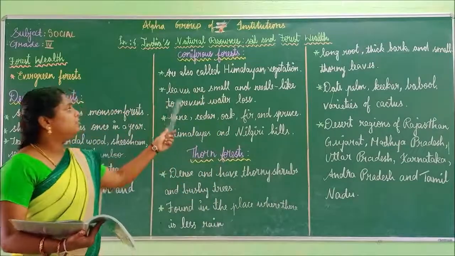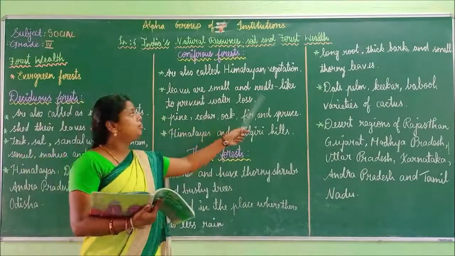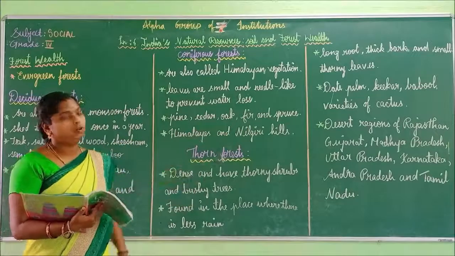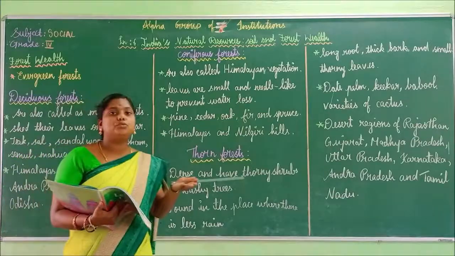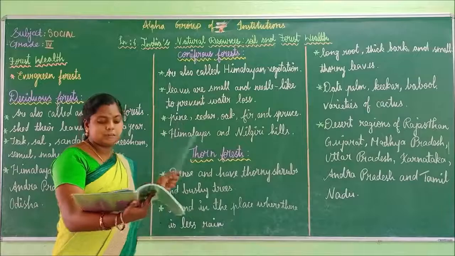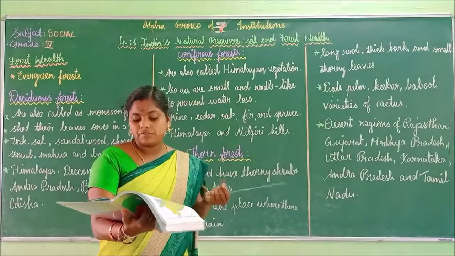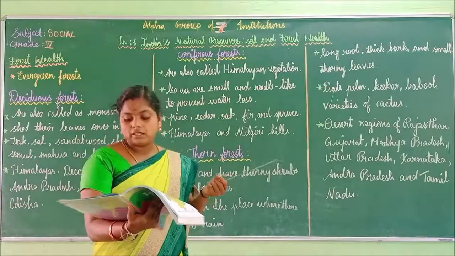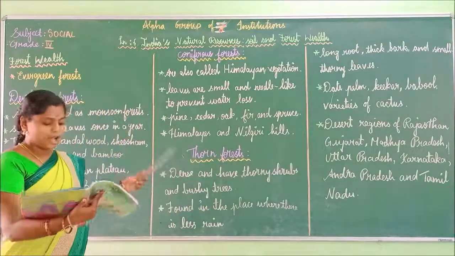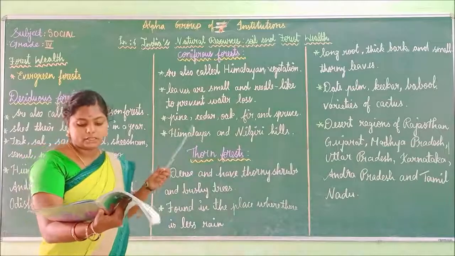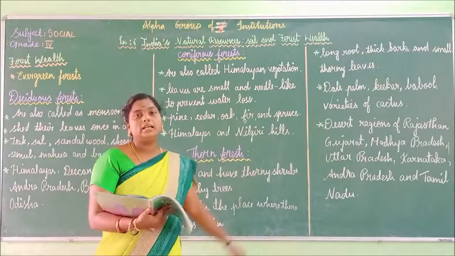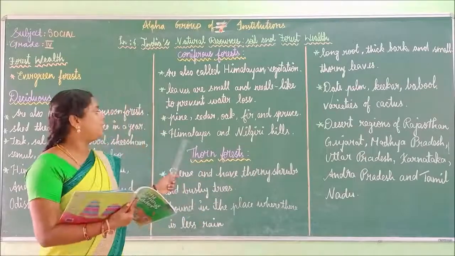So they have small, needle-like leaves which prevent water loss, and they do not bear fruits and flowers, they just bear cones. What are the examples? Some examples of coniferous trees are pine, cedar, oak, fir and spruce. Is it clear, children? These forests are found on the higher slopes of the Himalayas and Nilgiri hills.